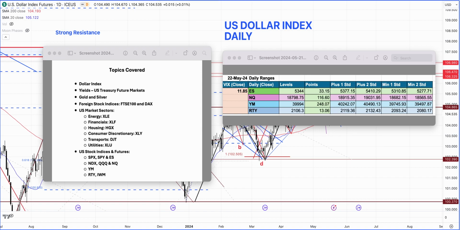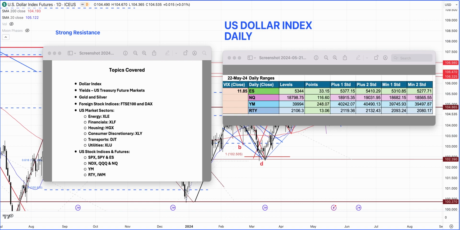In this video, we will be covering a number of things. We'll be covering the main US markets. We will start by taking a look at the dollar index. Then we'll take a look at the yields of the US Treasury markets, mainly using the futures markets. Gold and silver, brief look at them. We'll also take a brief look at foreign stock indices such as UK's FTSE 100, German DAX, and then we will also go and take a look at the market sectors in the United States.